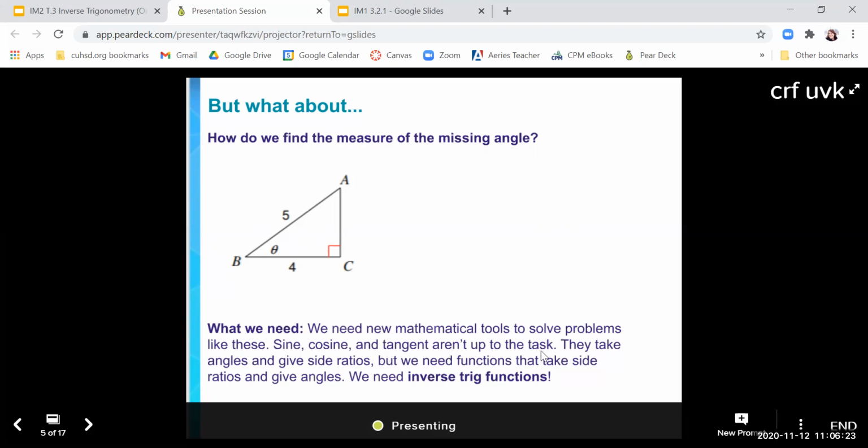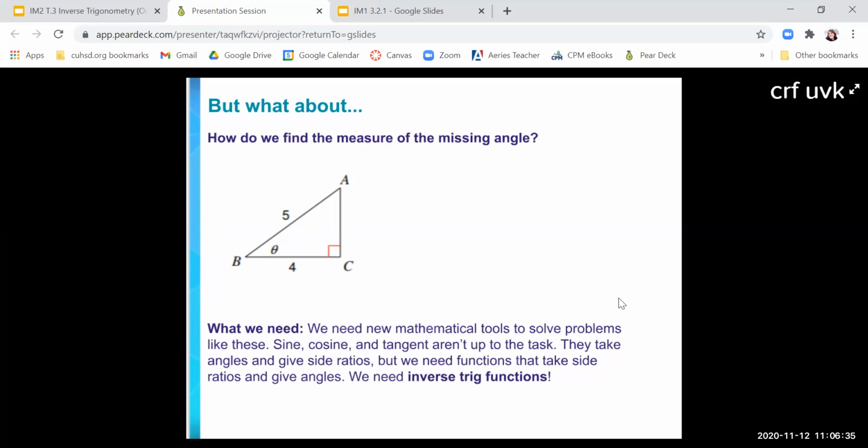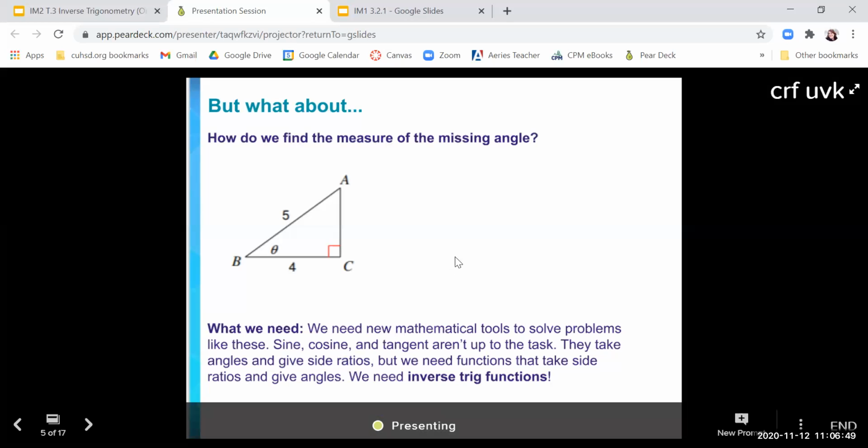Sine, cosine, and tangent aren't up to the task. They take angles and give side ratios, but we need functions that take side ratios and give angles. So what we need is a reverse operation, and this is called inverse trig functions. So instead of taking, for example, the sine of an angle we know and setting it equal to our ratio to solve for an unknown side, we're going to take a known ratio and use inverse sine to find the angle that goes with it.